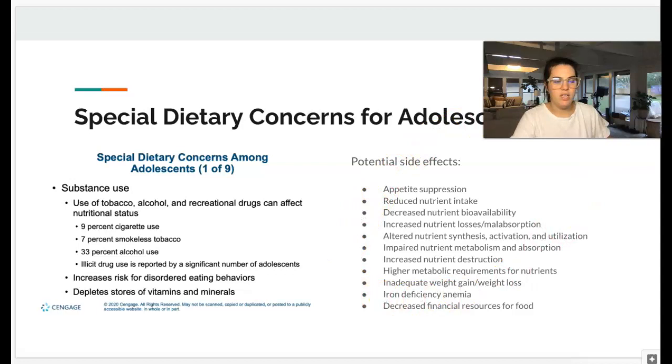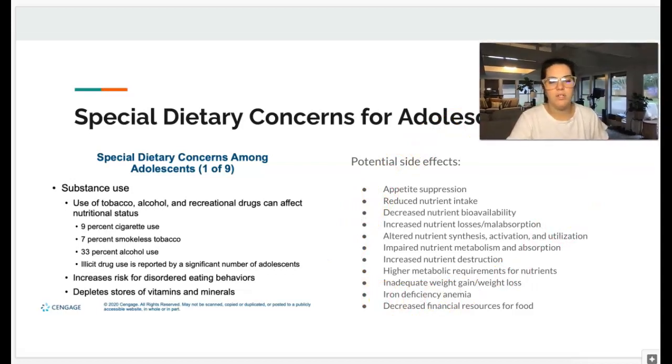So again, if you're working in a school or working with adolescents, it's important to teach that it isn't just about getting in trouble by using these substances, but they can have real significant consequences to your body, especially among athletes who are trying to perform well.